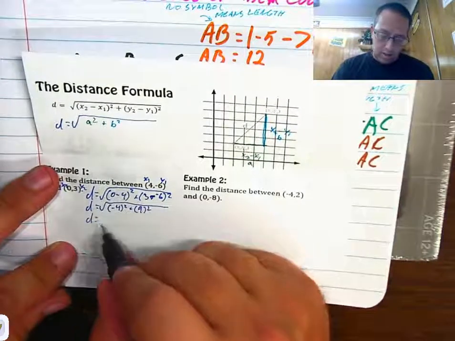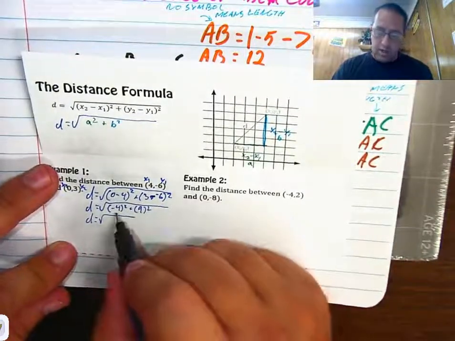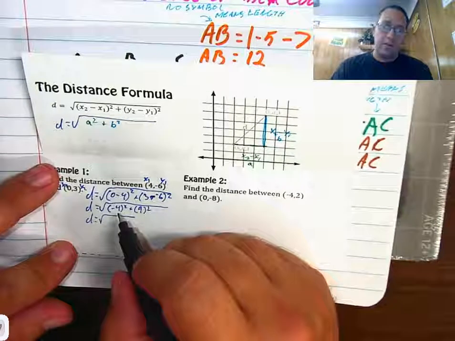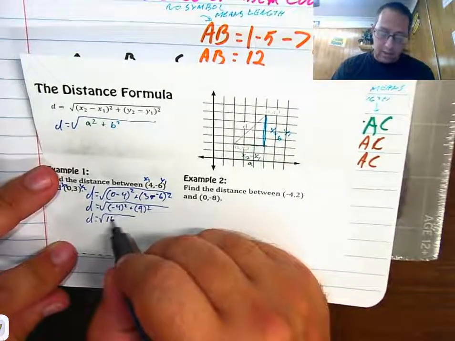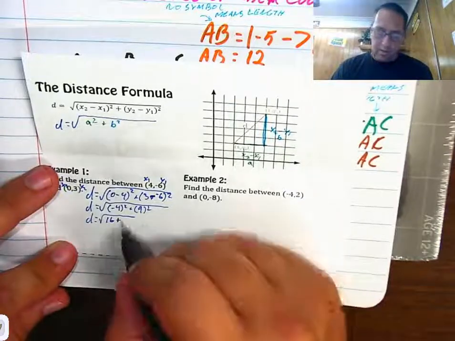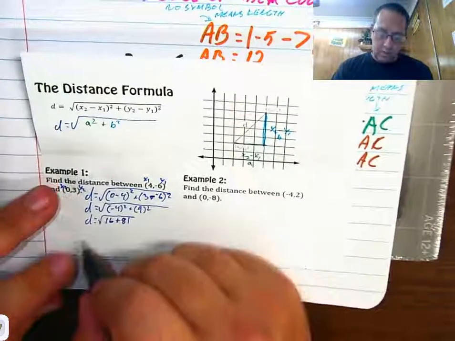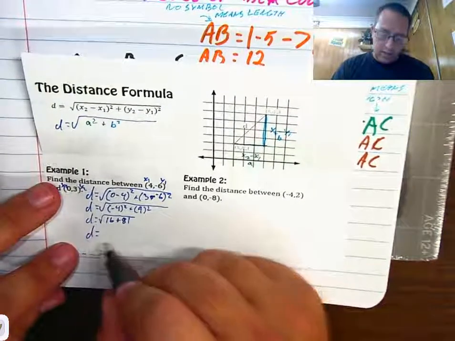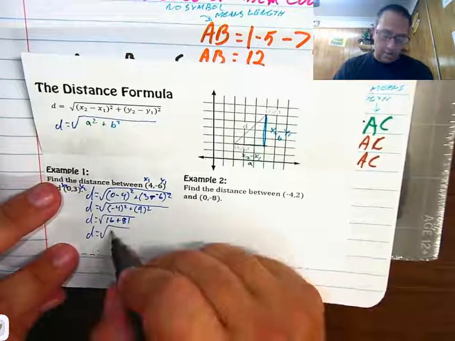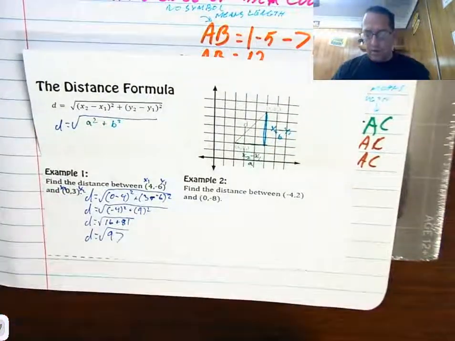All right, so my distance is the square root of negative 4 squared. Negative 4 times negative 4 is positive 16 plus 9 squared, which is 81. And so my distance is equal to the square root of 97.